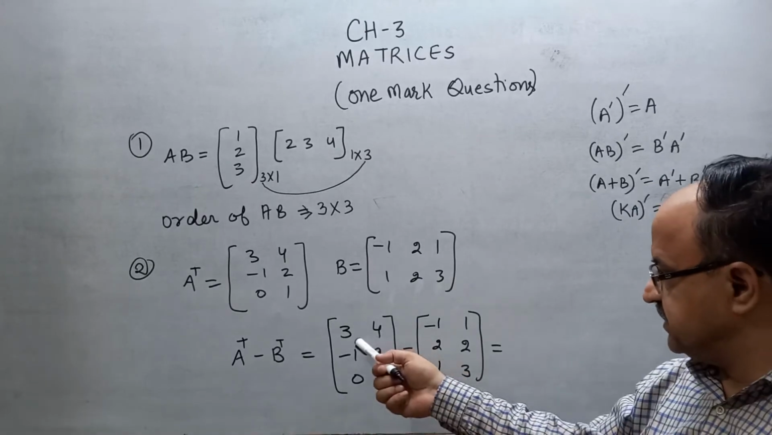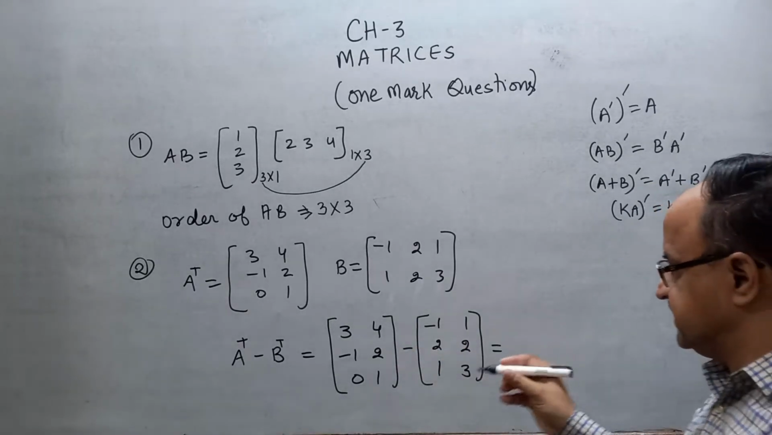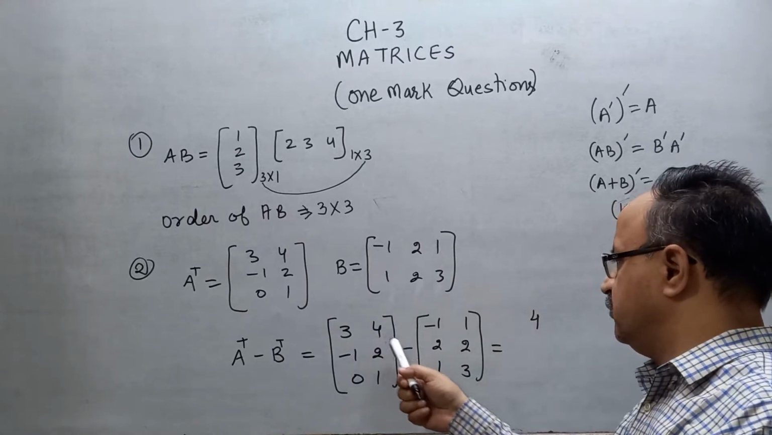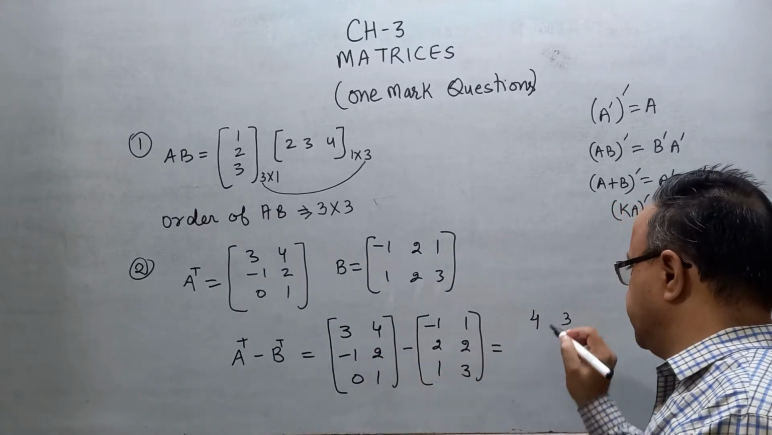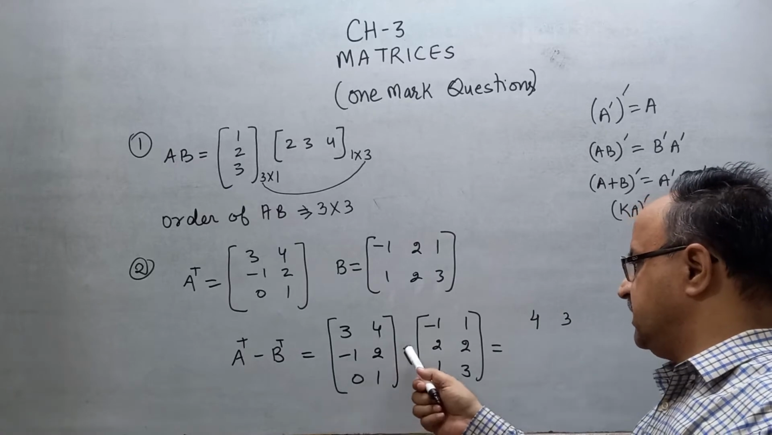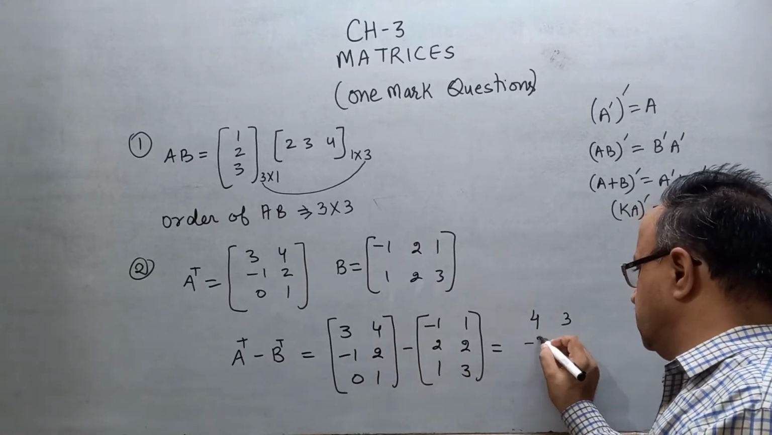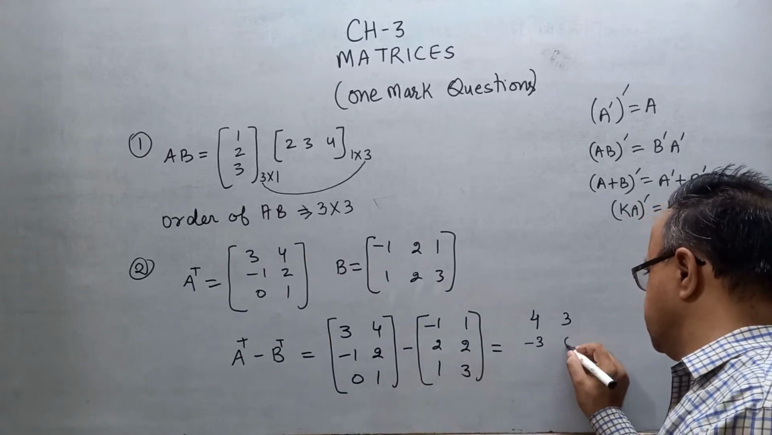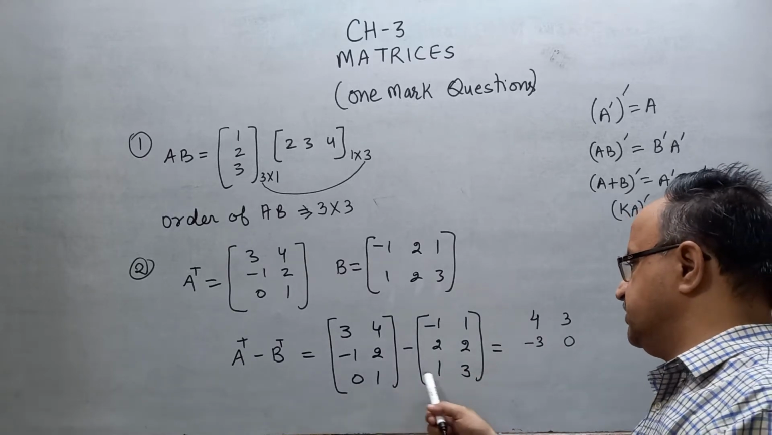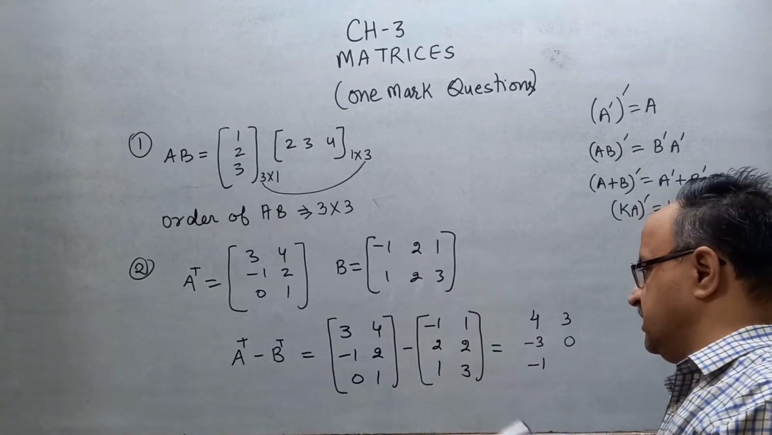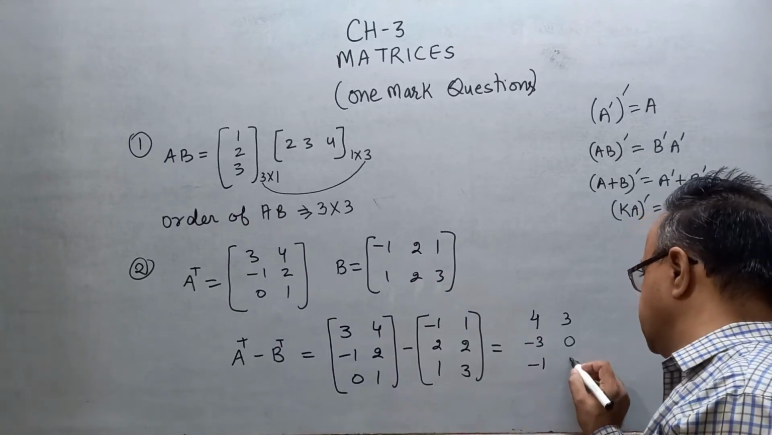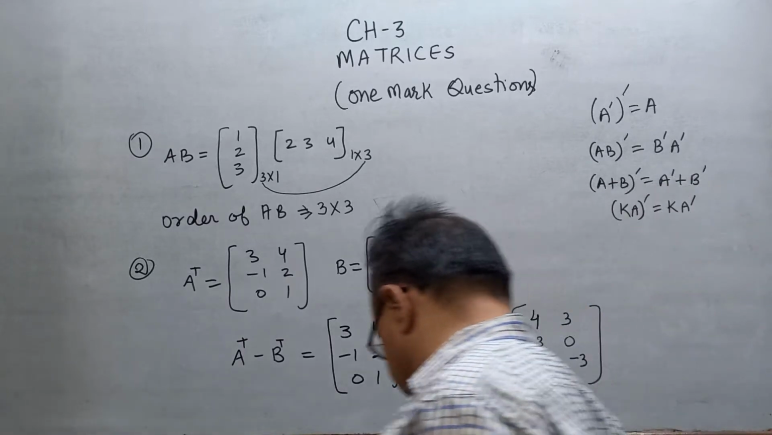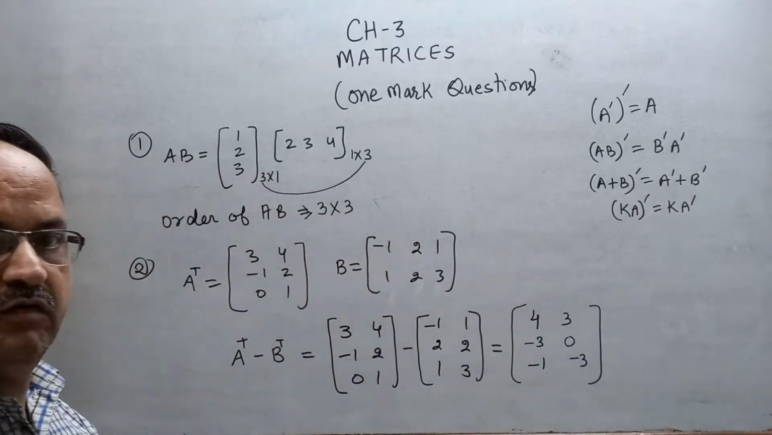Now can you subtract their corresponding elements? 3 plus 1, that is 4. 4 minus 1, 3. Minus 1 minus 2, that is minus 3. 2 minus 2, 0. 0 minus 1, 1 minus 3, minus 2. This is the answer.